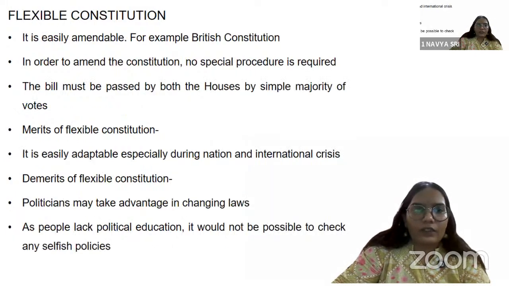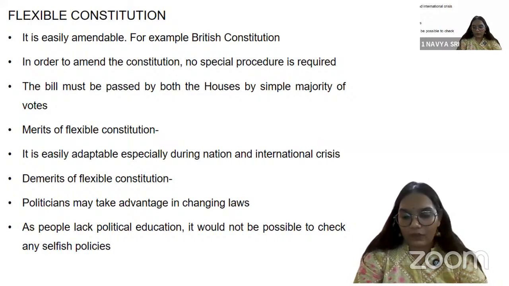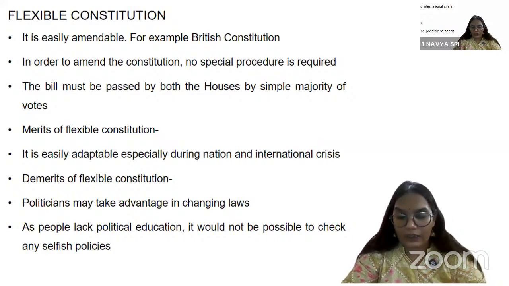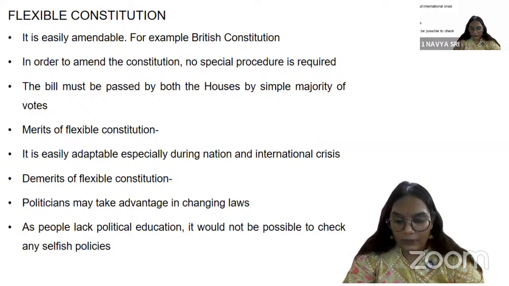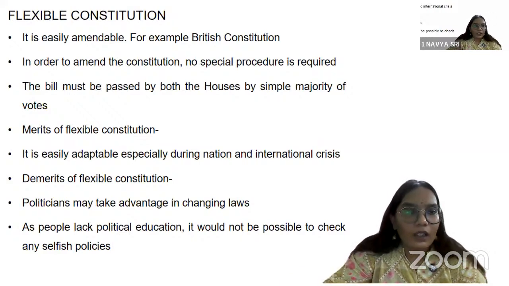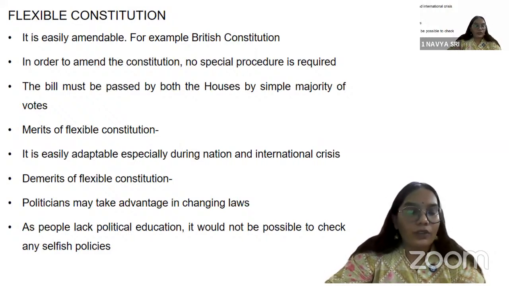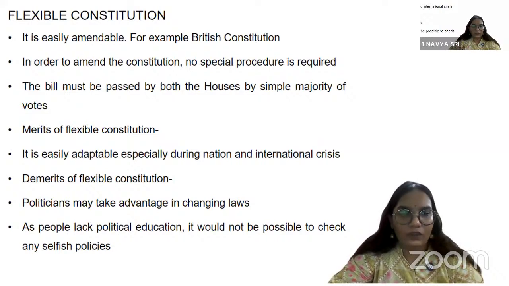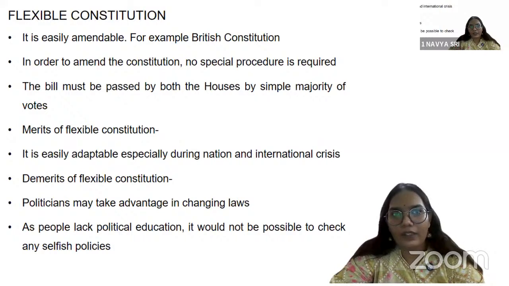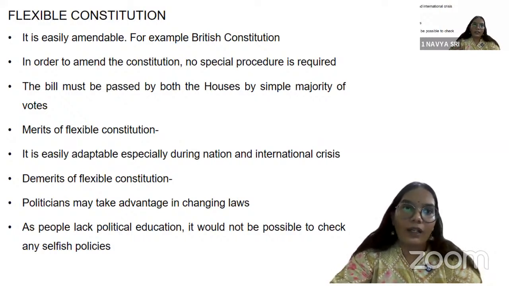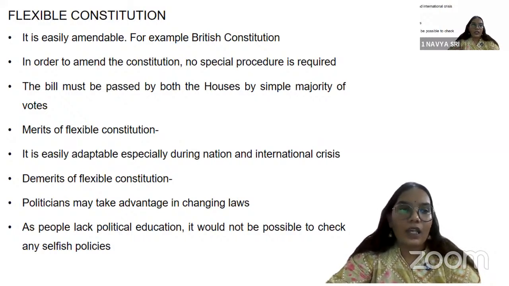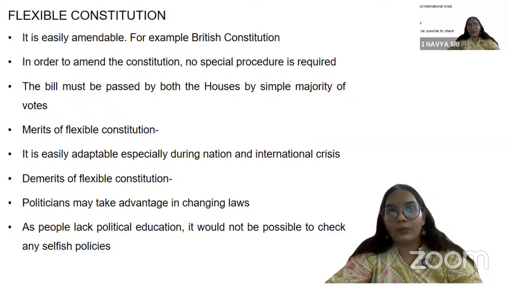Now, next one is the flexible government constitution. What is a flexible constitution? It's in the name itself. It's easily amendable. So this flexible constitution is easily amendable, for example, a written constitution. And in order to amend the constitution, no special procedure is required. They can simply pass it through a simple majority, but it will not necessarily be done in India, because ours is partly flexible and partly rigid. And a bill must be passed by both houses by simple majority.